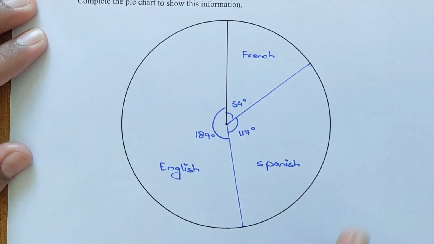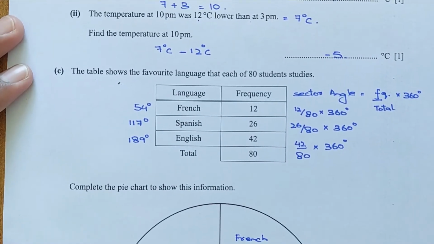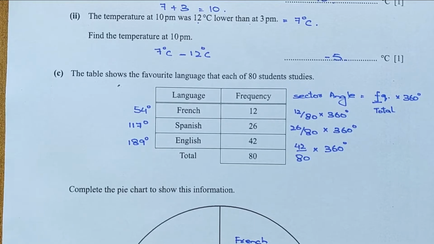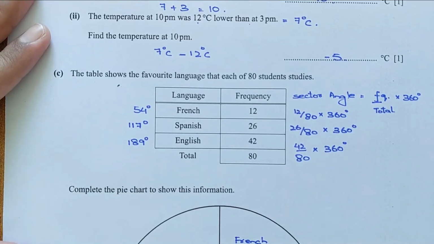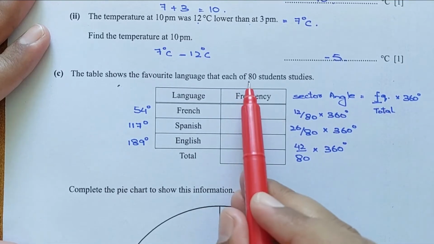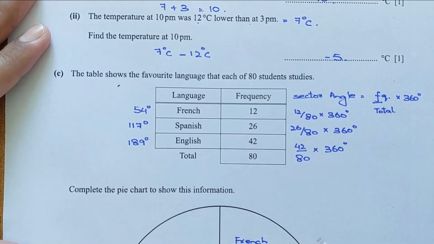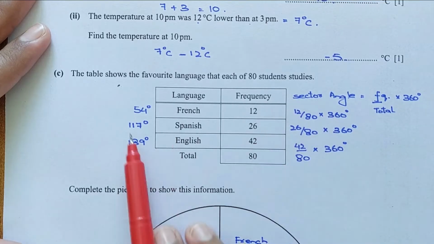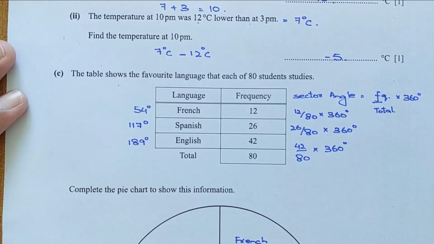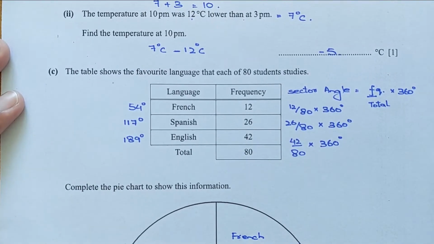Yes. So to complete the pie chart, the main thing in this question is we have to find the sector angle. The formula to get the sector angle is we take the frequencies divided by the total number of students and times by the whole circle, which is 360 degrees. Then just plot them, measuring the sector angles with the help of a protractor, and complete the pie chart.